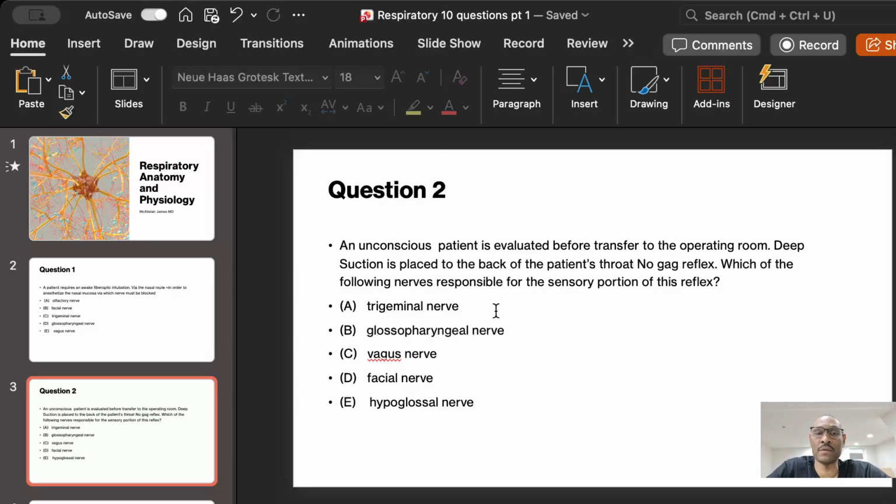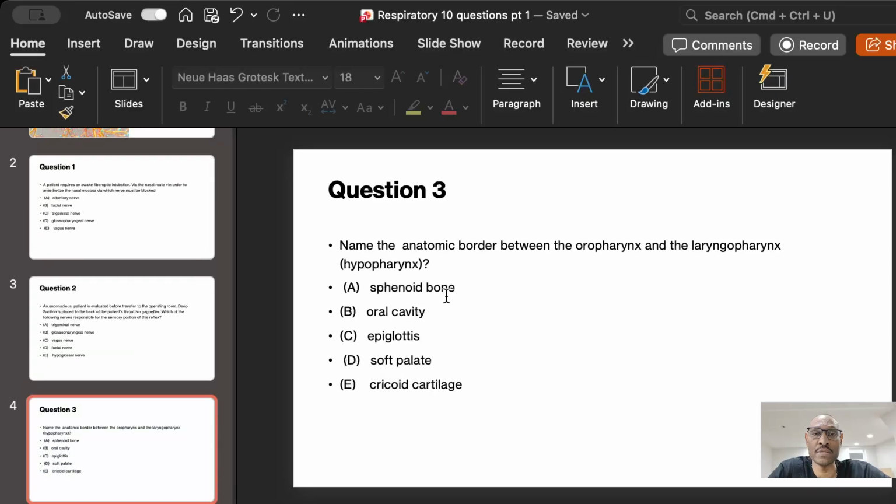Okay. All right. So number 3 is name the anatomic border between the oropharynx and the laryngopharynx. Okay. So that's going to be this answer. Okay. Take your time. Pause it if you need to. I'm gonna move on to the next question, okay?